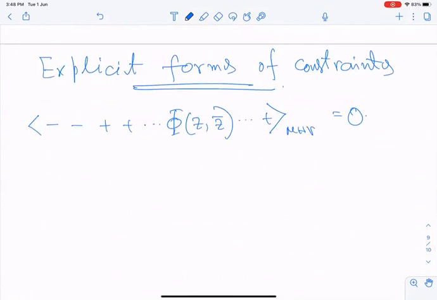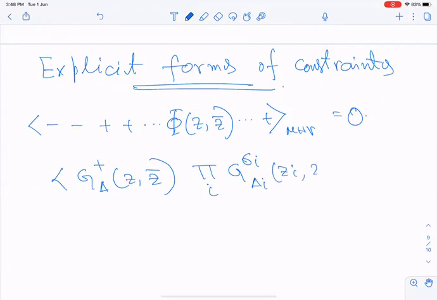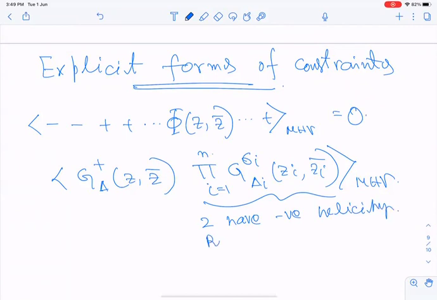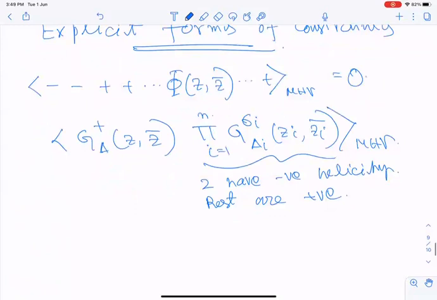So you can consider an amplitude of this form. G plus delta Z Z bar, and this is an MHV amplitude. So you have some, let me call it, G sigma I delta I Z I bar. Suppose it's an N plus 1 point function. So this I will run from say 1 to n, and since it's an MHV amplitude, out of these n, two have negative helicity, and this is plus helicity, and the rest are positive. Okay, so this is the generic form of the scattering amplitude.